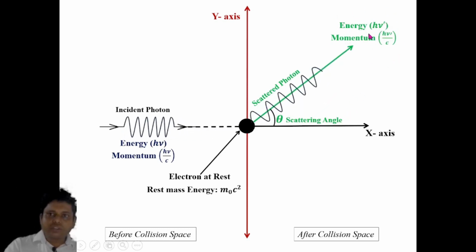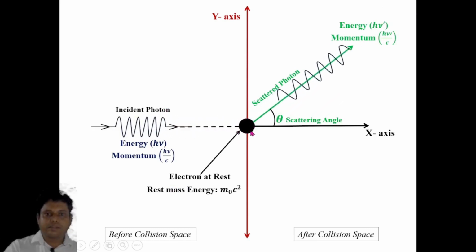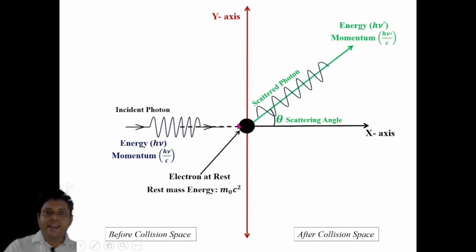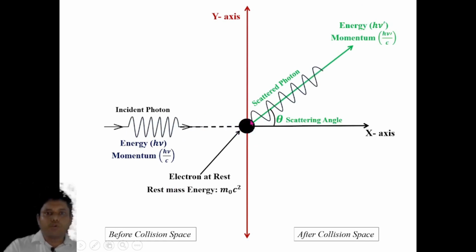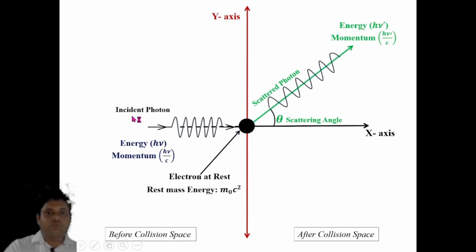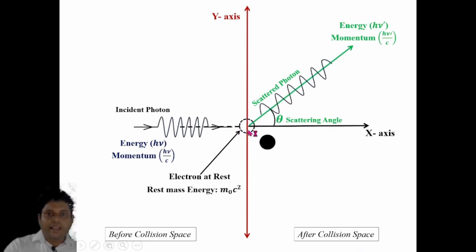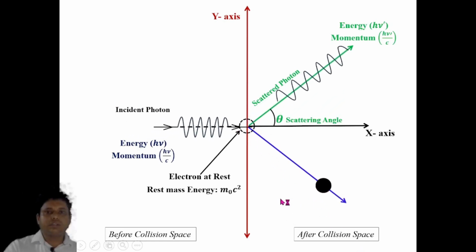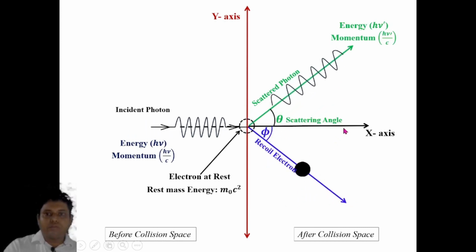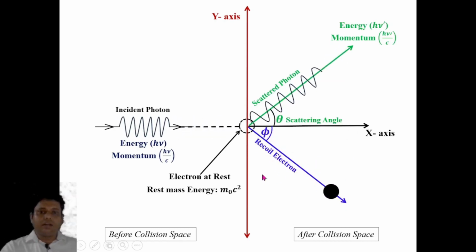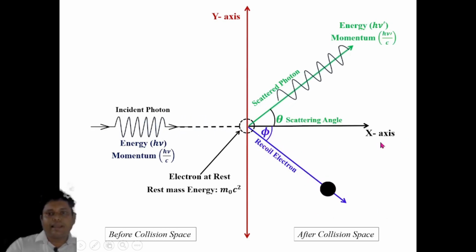Obviously here the energy will be reduced, because when this incident photon interacts with this electron, some of the energy will be gained by the electron. So when this rest electron gains some energy from the incident photon, let this electron be recoiled along this direction. So this is the recoil electron direction. Let the angle be phi with x-axis.